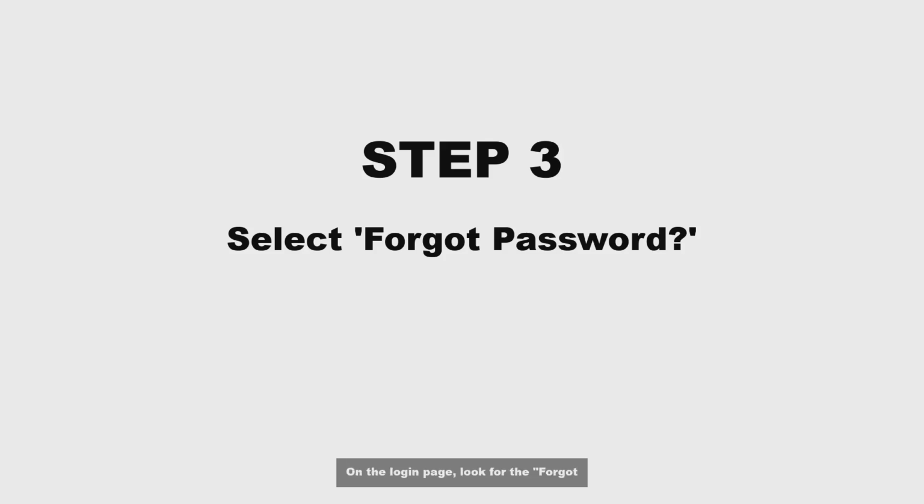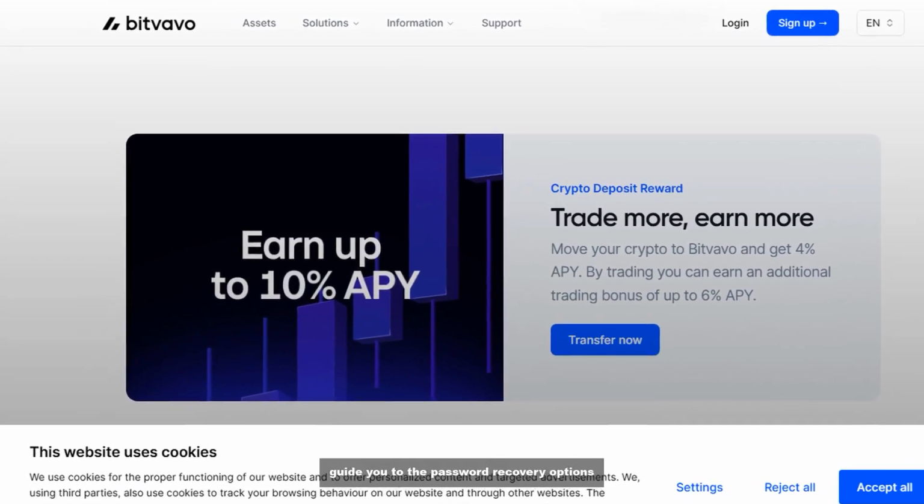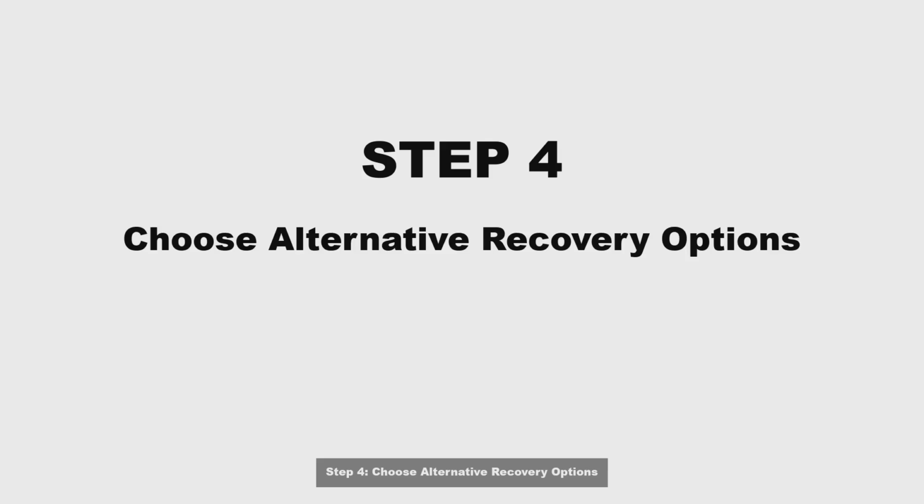Step 3. Select Forgot Password. On the login page, look for the Forgot Password link and click on it. This will guide you to the password recovery options available.